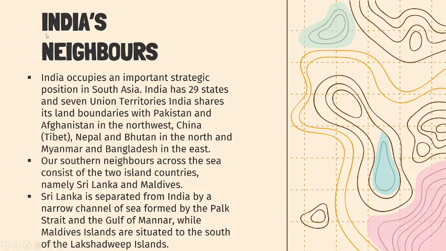Also, the southern neighbors include 2 islands, namely Sri Lanka and Maldives. Sri Lanka is separated from India by a narrow channel of sea, the Palk Strait and Gulf of Mannar. In this lesson, we have to remember some important names related to islands, seas and oceans. Sri Lanka is separated from India by a narrow channel of sea, to the south side of the Lakshadweep Islands.